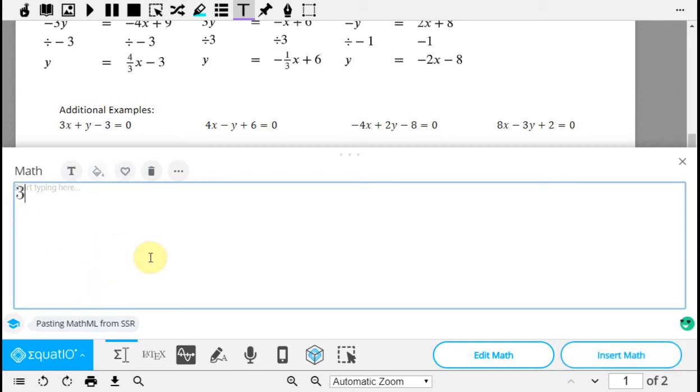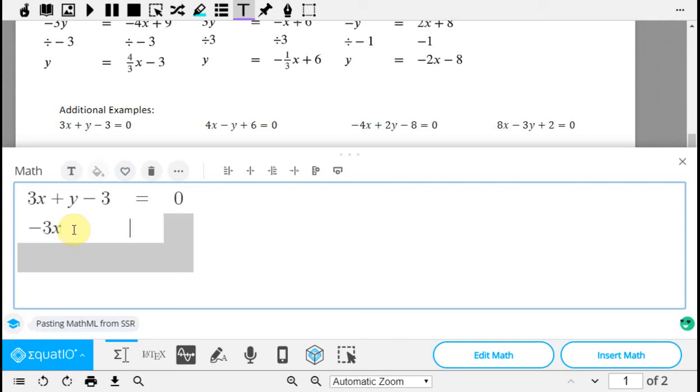So now on this side we have 3x plus y minus 3 is equal to 0. So we need to get rid of the 3x and the minus 3. I'm going to do them separately, but we can do them both at the same time. First, I'll do it separately just to make sure it's clear. So we can get rid of either the 3x or the minus 3. Let's start with the 3x. Minus 3x on both sides.